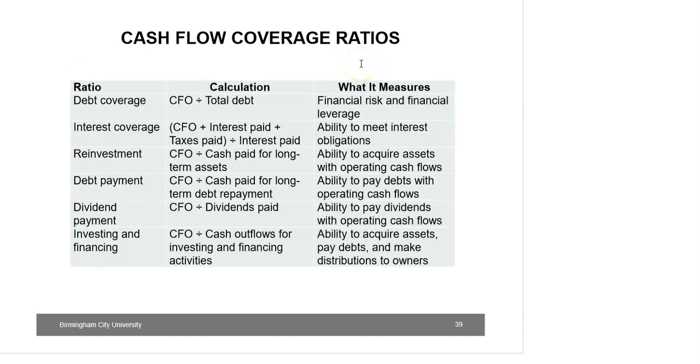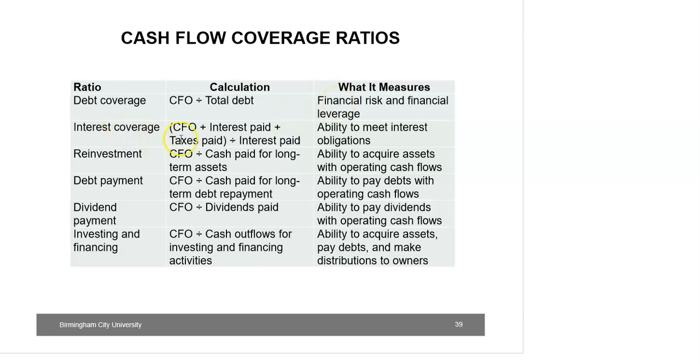The cash flow coverage ratios measure the extent to which the operating cash flow covers the various commitments and expenditures of the firm. As with cash flow performance ratios, the higher is the cash flow coverage ratio, the better it is. For example, in the case of debt coverage ratio, the cash flow to debt is calculated as cash flow from operation divided by total debt, and it is a measure of the financial risk and financial leverage. So the more is the cash flow relative to the total debt, the better it is, because it means the company will be able to pay back its maturing debt obligations.